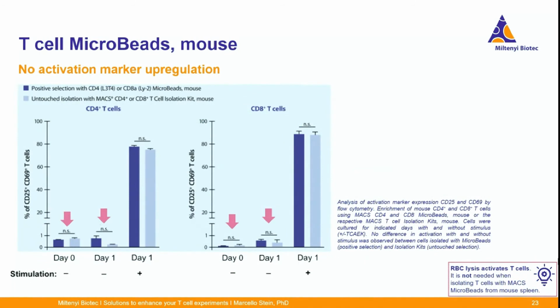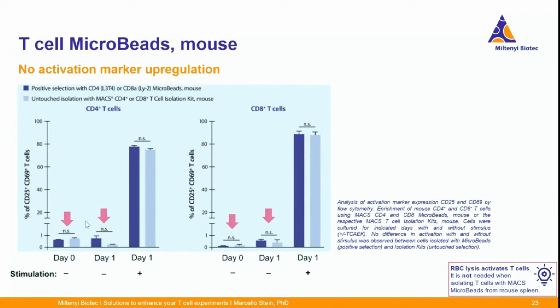And again, it doesn't matter if you use positive or negative selection. Cell separation with MAX technology is fully downstream compatible and has no effects on the cell biology in either case. In this example, T cells were either positively selected with CD4 or CD8 microbeads, mouse, or isolated untouched with our own respective T cell isolation kits, which are the gold standard.